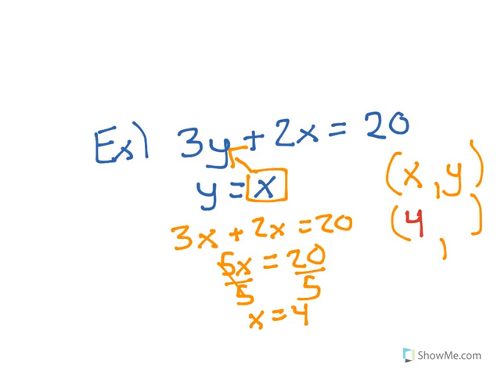Now, to figure out y, I can use either the top or bottom, but it should be really clear to you. It says that y is equal to x, so that means that if x is 4, y must also be 4. So y is going to be 4 as well. And so now I've found what x is, and I found what y is, and so I've successfully solved this system of equations.